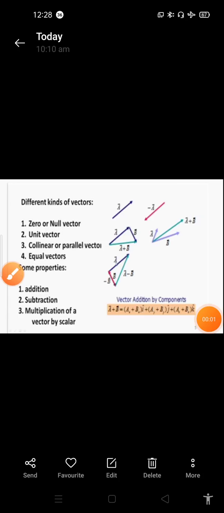Good morning everyone. So today we are going to learn about the different kinds of vectors, okay? And next, what is scalar product and what is vector product. So see here, different kinds of vectors. First one is zero vector or null vector, and the next one is unit vector, and the third one is collinear or parallel vectors, and fourth one is equal vectors, okay? So these are the four different kinds of vectors.